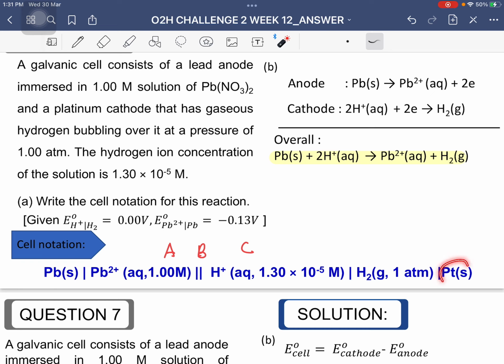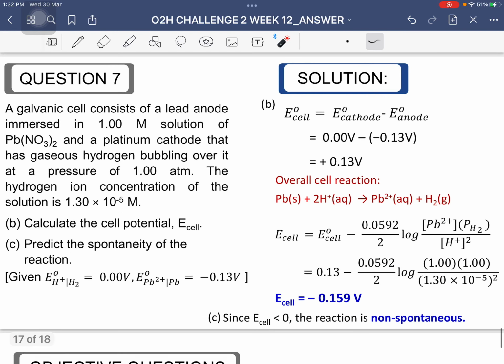So kita letakkan platinum electrode di paling hujung paling kanan lah. Kalau katakan hydrogen electrode tu ditakdirkan menjadi anode, okay, platinum electrode ni kita tulis di sebelah yang paling kiri. Okay, so kalau dekat sebelah anode, platinum paling kiri. Kalau di sebelah cathode, hydrogen, kita kena letakkan platinum di sebelah paling kanan.